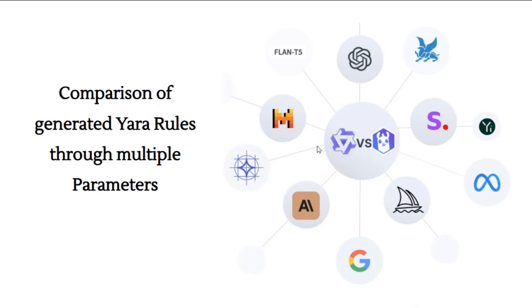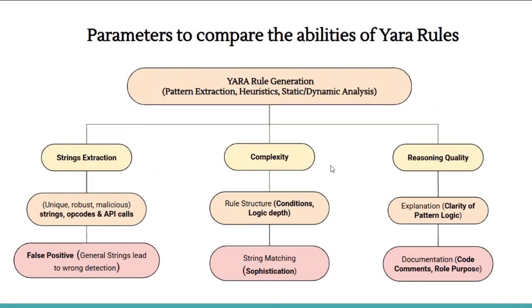Now we will have a comparison of the generated YARA rules through multiple parameters. The comparison is being made on three aspects. First, string extraction: how these models extract the strings which are really relevant, with fewer false positives. The second is the rule structure and complexity, so how sophisticated it is in matching the exact string. And third, reasoning quality: how well the model explains the logic behind creating that YARA rule.